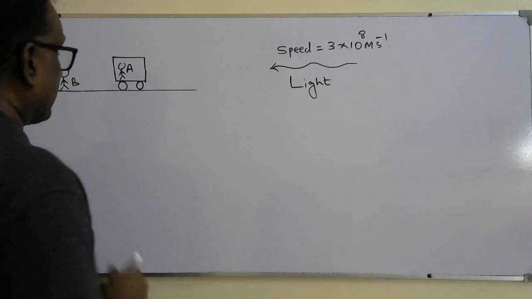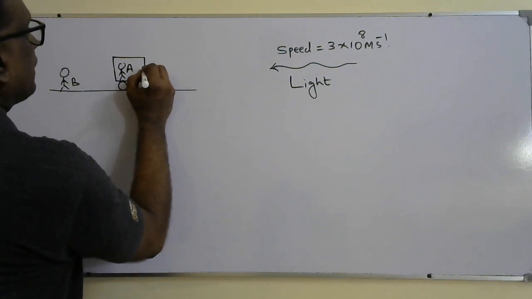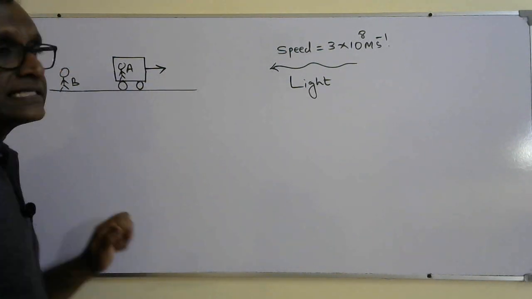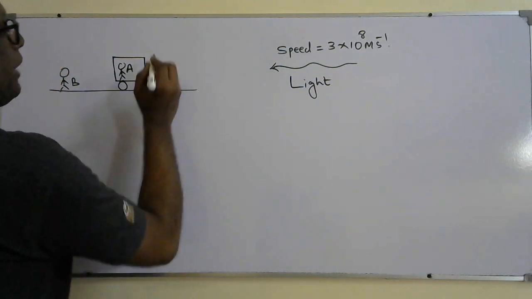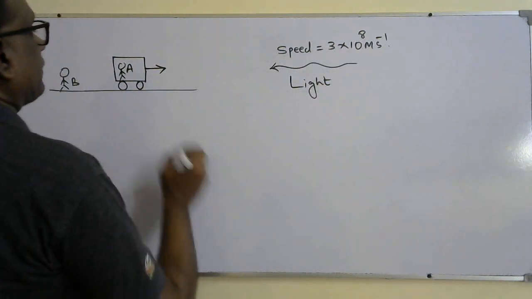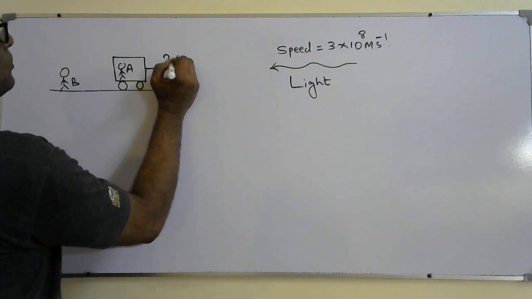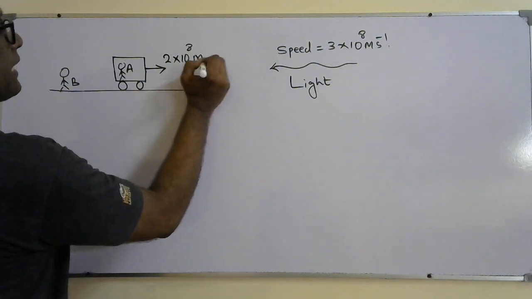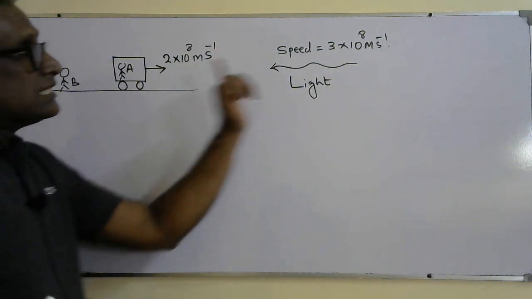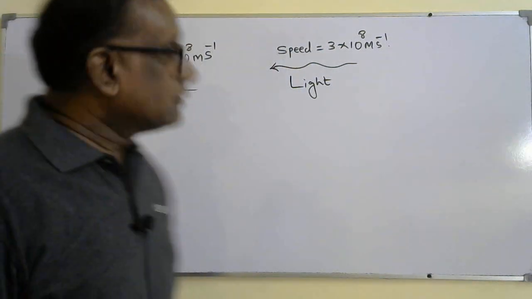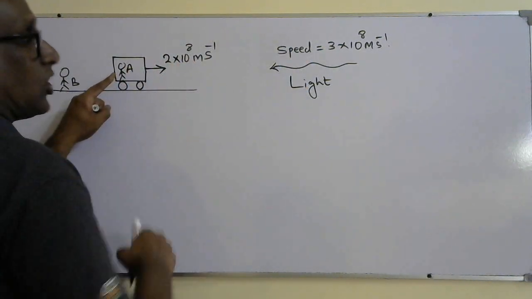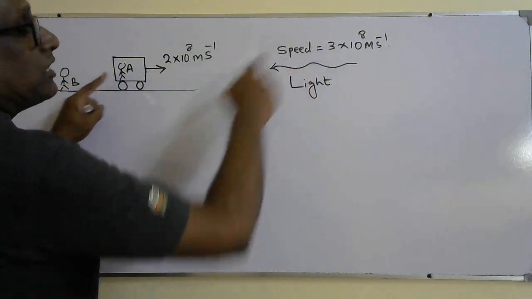Now think about it this way. Observer A, or the vehicle A, is moving towards right at very high speed. Maybe he is traveling at 2 into 10 to the power 8 meter per second. What will be the speed of light when A measures the velocity of light? What will be the speed of the light?